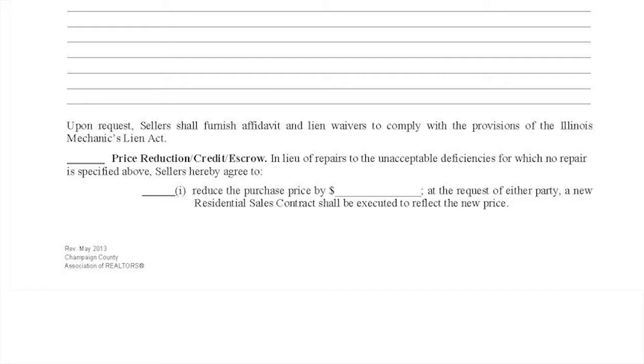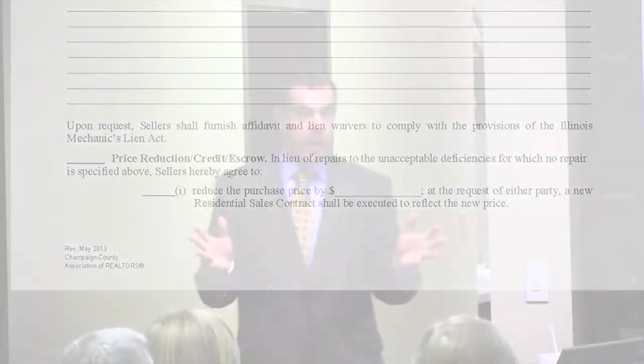The sellers hereby agree to, option 1, reduce the purchase price. That's fine. It often isn't the desired outcome because it doesn't put dollar for dollar back in the buyer's pocket. And if you do this option and there is a lender, be sure the lender gets the updated contract. Speaking of somebody who failed to give the lender the updated contract not too many days ago on one of these.